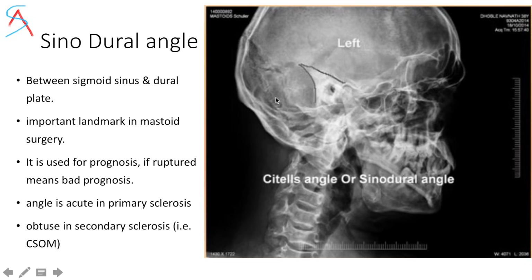This sino-dural angle is a very important landmark for mastoid surgery. It is used for prognosis. If it is ruptured during the surgery, it means the prognosis is very bad. This sino-dural angle is generally acute in case of primary sclerosis and obtuse in case of secondary sclerosis like COSM.